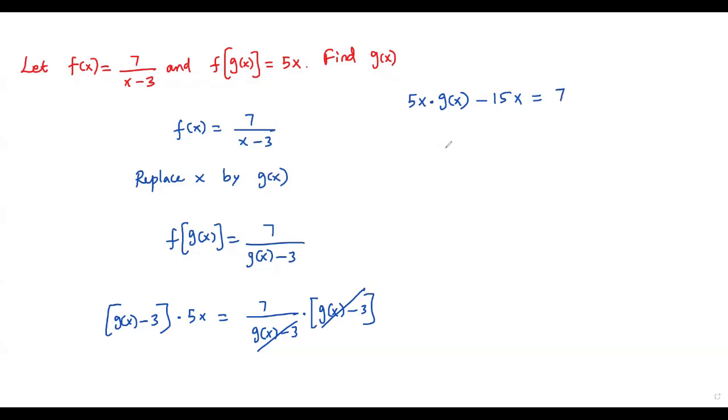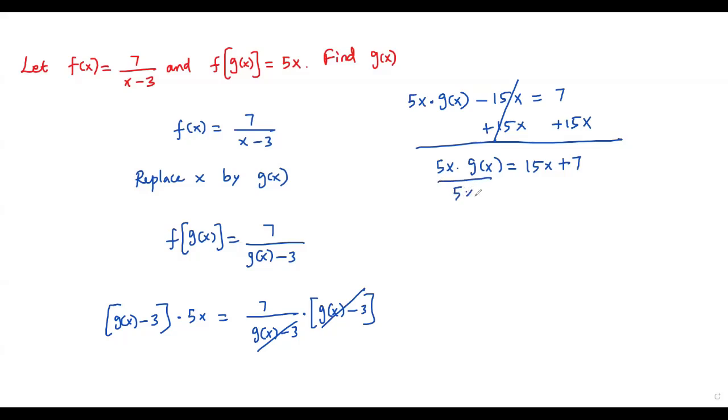Now we have to isolate g of x on the left side. For that, first I add 15x to both sides. Let me do it. To get rid of this negative 15x, I'm adding 15x to both sides. When I do so, this negative 15x and positive 15x will cancel out. I'm getting 5x times g of x equals 7 plus 15x, or it can also be written as 15x plus 7. Now I'm going to divide both sides by 5x.